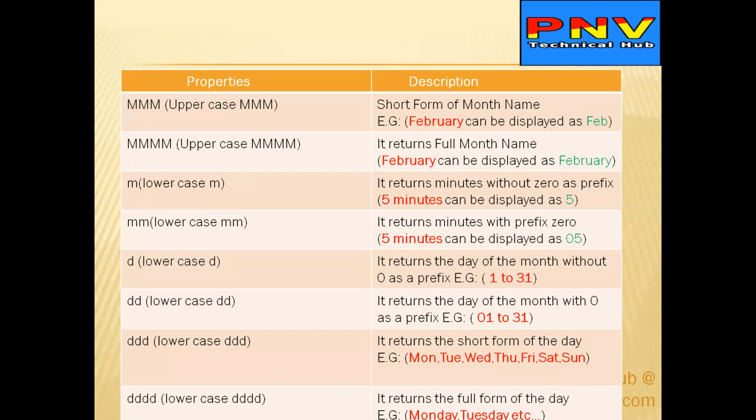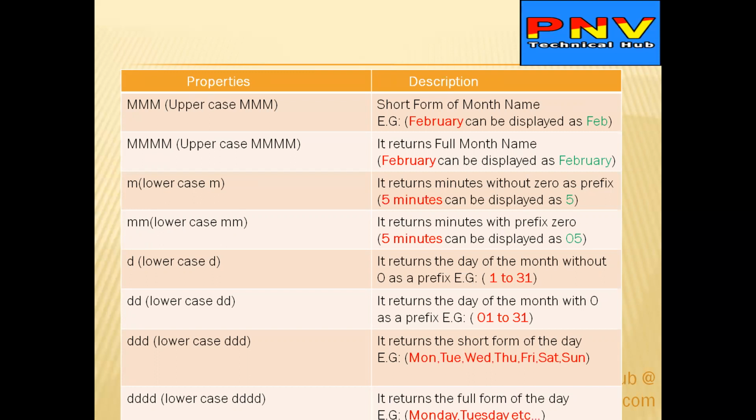And if you use three M's, which is nothing but the short form, February can be displayed as Feb, and four M's can be represented with the complete full month name. And small m, please make sure that you understand small m and capital M. There is a difference. So small m is nothing but minutes. Small m is the short form, nothing but minutes. It is written with a small m, so that you can identify it.